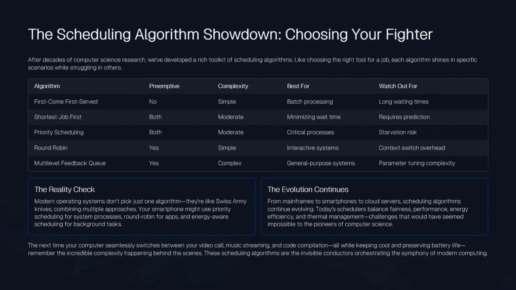The scheduling algorithms showdown. There is no single best scheduling algorithm. Each has strengths. FCFS is simple but slow with long jobs. SJF is efficient but hard to predict. Priority scheduling is powerful but can cause starvation.